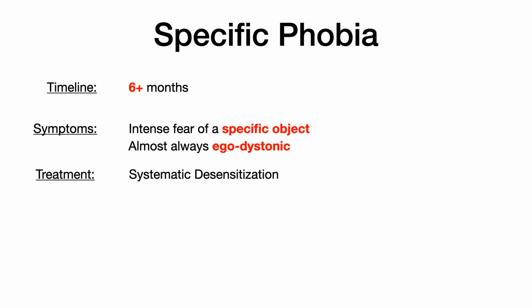Now, these are almost always ego dystonic, which means the person is aware of this and the person doesn't like this. So ego dystonic means the person dislikes the problem or the mental illness that they have.